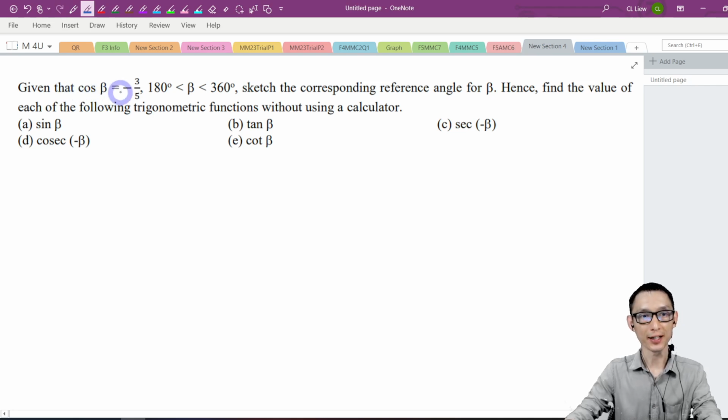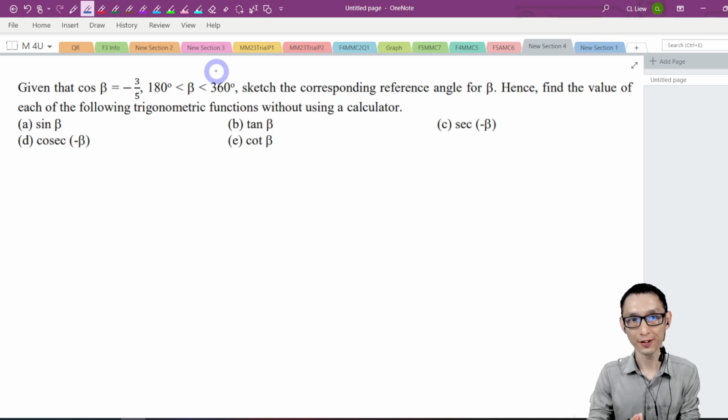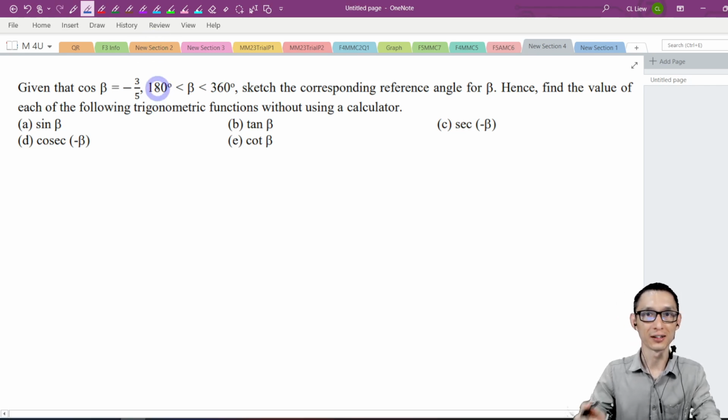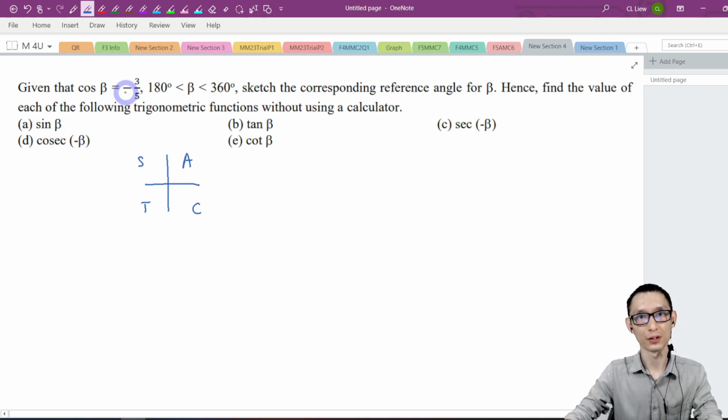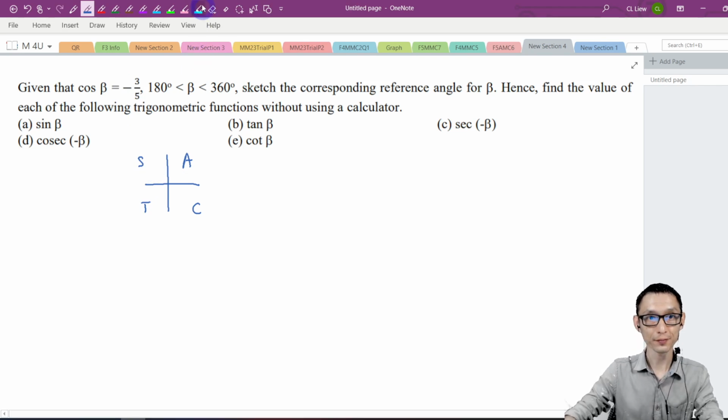Given that cosine beta is equal to negative 3 over 5 and the angle of beta is more than 180 degrees and less than 360 degrees, it means that the angle will be in the third quadrant or fourth quadrant. But we know that it's actually in the third quadrant. Why? Because according to the rule ASTC, if the angle is in the fourth quadrant, the cosine will not be negative. Since the cosine here has a negative sign, we know that this will be in the third quadrant.